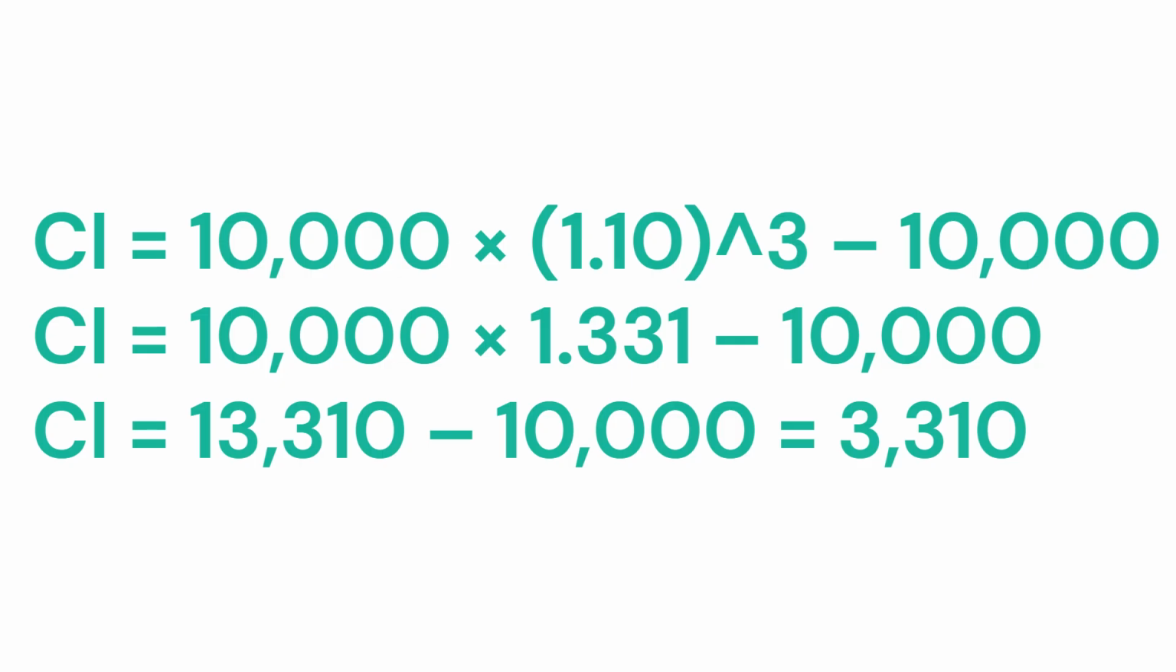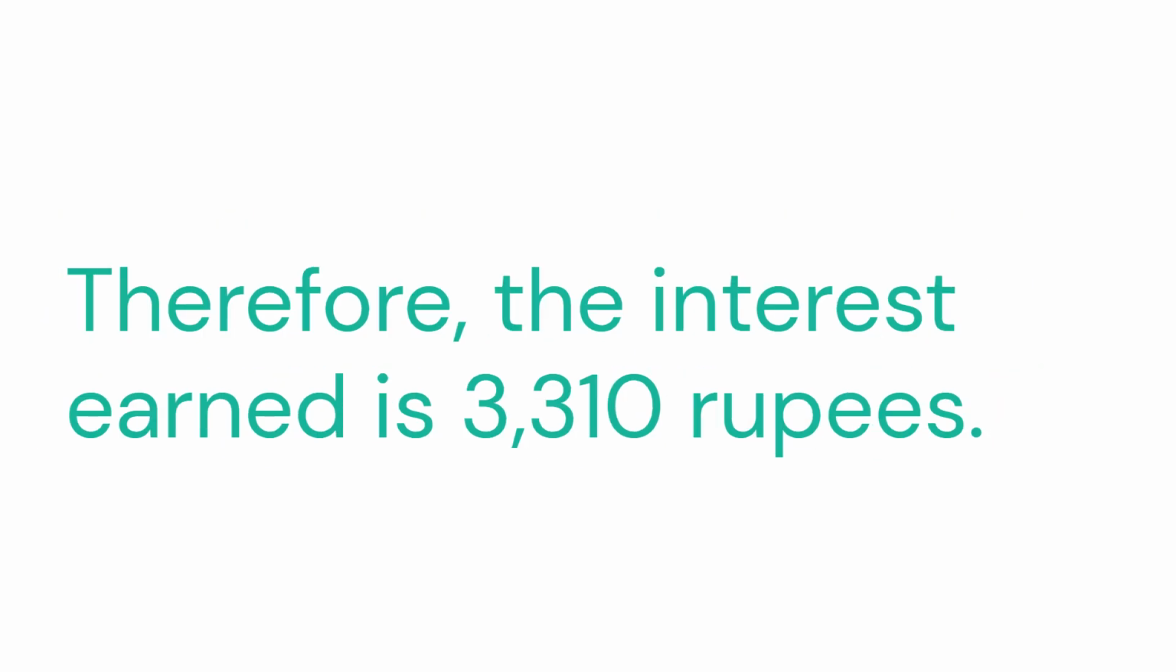Moving on, 10,000 times 1.10 to the power of 3, which equals 1.331, minus 10,000. 10,000 times 1.331, which equals 13,310, minus 10,000 equals 3,310. Therefore, the interest earned is 3,310 rupees.